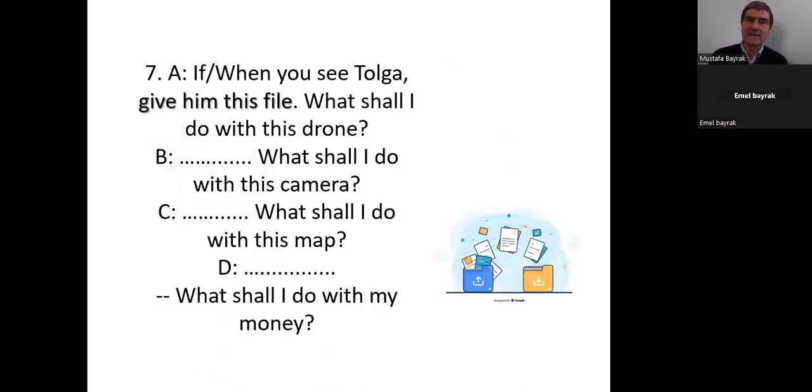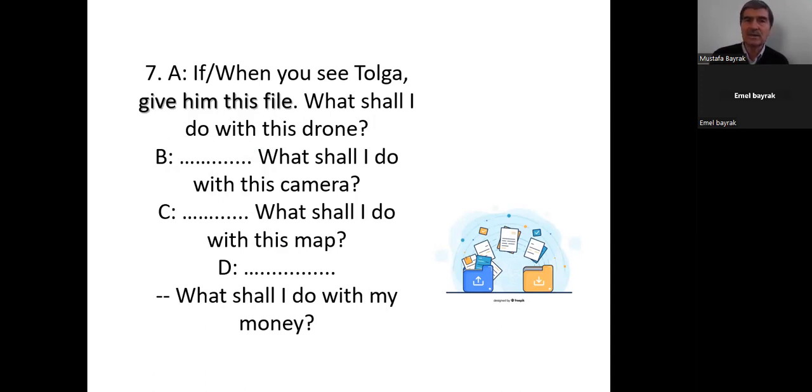7a, if or when you see Tolga. If you see Tolga, or when you see Tolga, when it reminds us of the time. But if means on the condition that, if there is the condition that you see Tolga. If you see Tolga, both are suitable. If or when you see Tolga, give him this file.